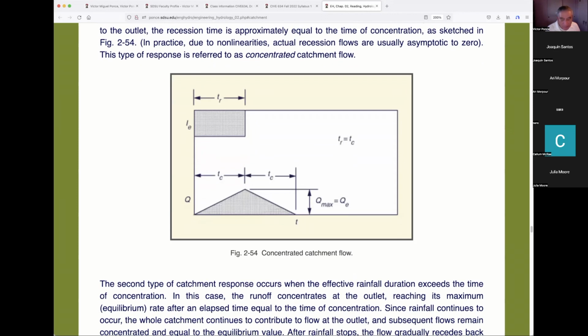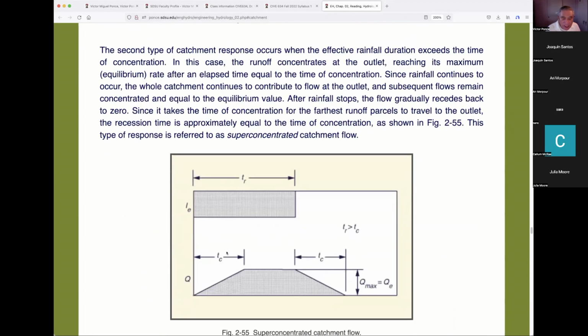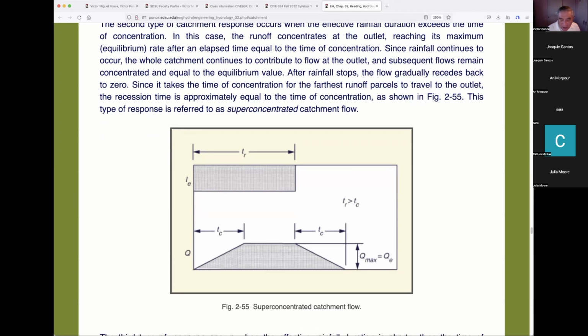That's the formula. What happens now when we have a rainfall that exceeds the time of concentration? At that point, all the rainfall will be contributing from the entire watershed, and therefore this would not grow above the maximum peak. It will just stay constant like this until the rainfall finishes, at which point it'll start receding. So that's what we call super concentrated catchment flow.